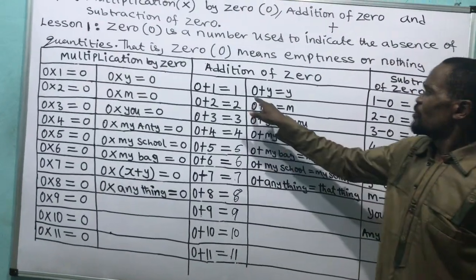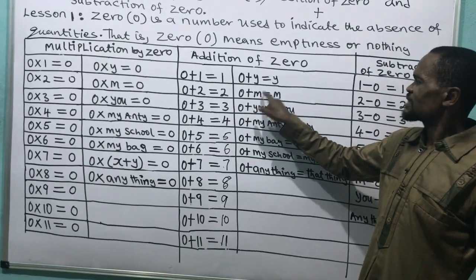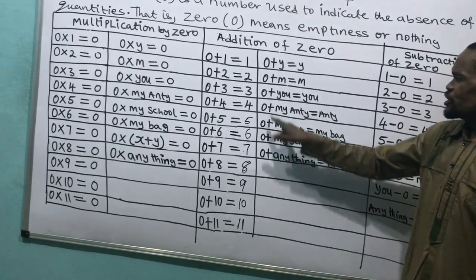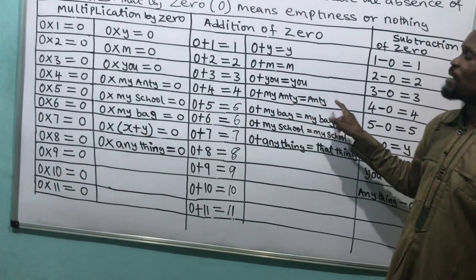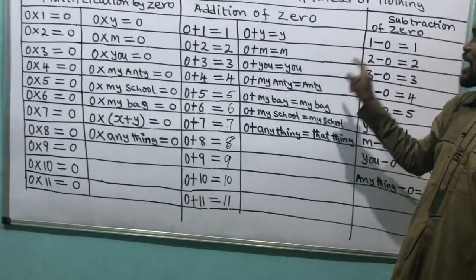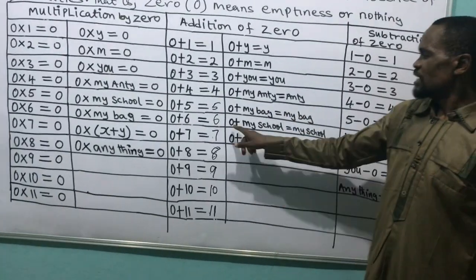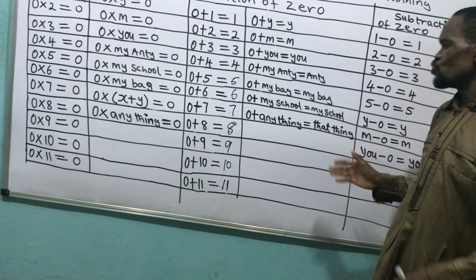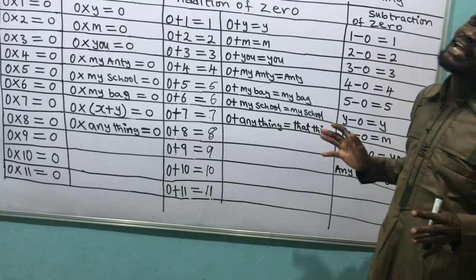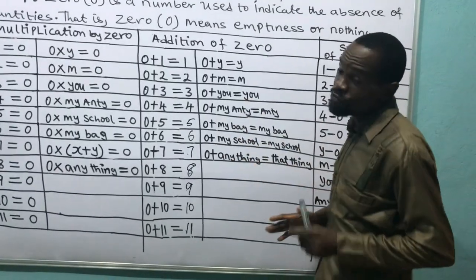When I say 0 plus y, the answer is y. Have you said it? 0 plus m, the answer is m. 0 plus u, the answer is u. 0 plus my auntie, the answer is my auntie. 0 plus my auntie, the answer is what? My auntie. 0 plus my bag, the answer is my bag. 0 plus my school, the answer is my school. Zero plus anything, the answer is that thing. You have noted it today.